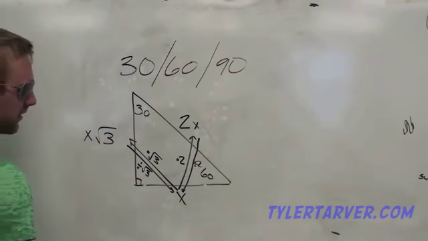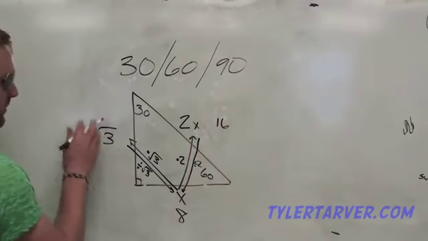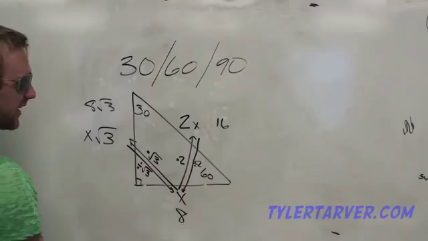Alright, let's stick some numbers in here. Let's say this was 8. This would be 16, and this would be 8 times the square root of 3. The end.